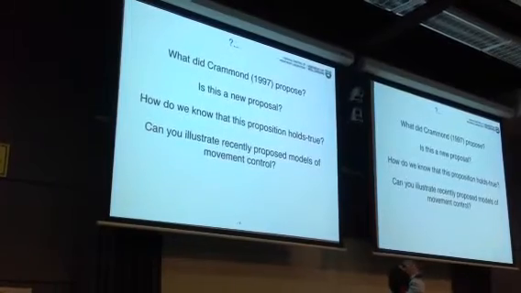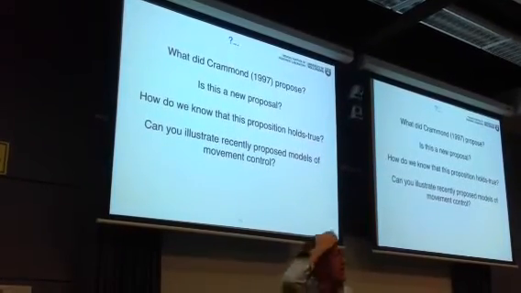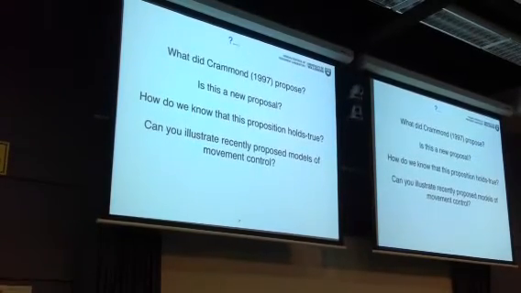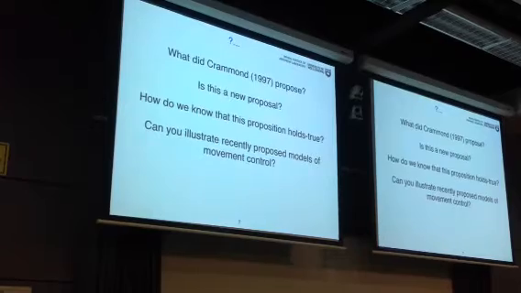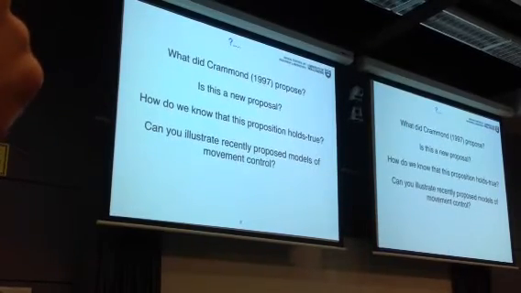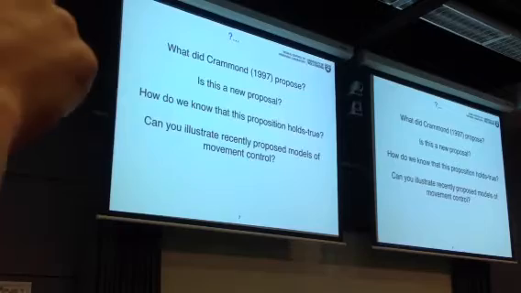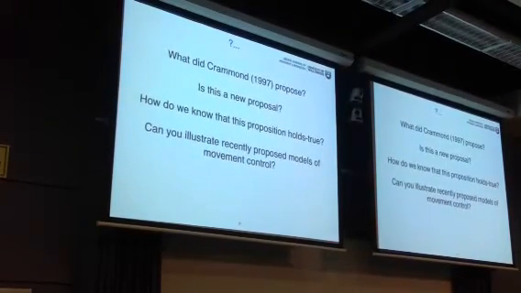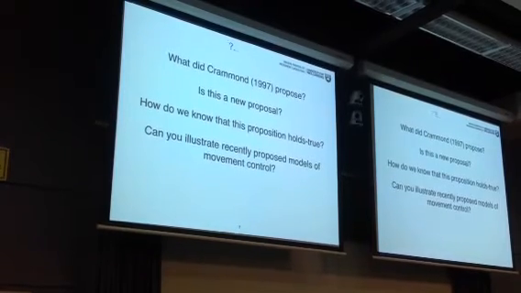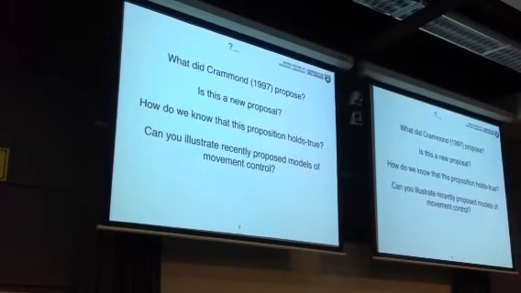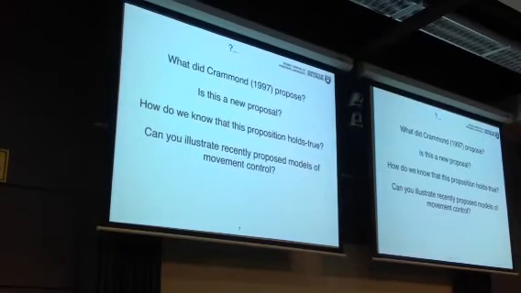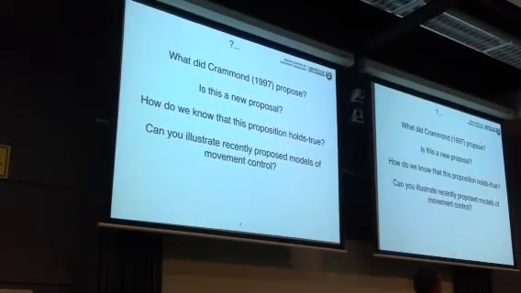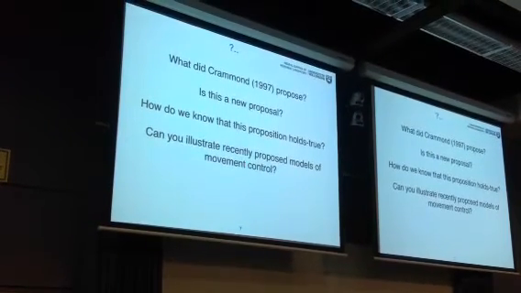What did Kawato propose? What did he propose? Feedback. No. It's a type of model. It's an internal forward model. Is this a new proposal? Yeah, it's fairly new. Except that von Helmholtz actually proposed that might happen with eye movements, but he never proved it. How do we know this proposition holds true?